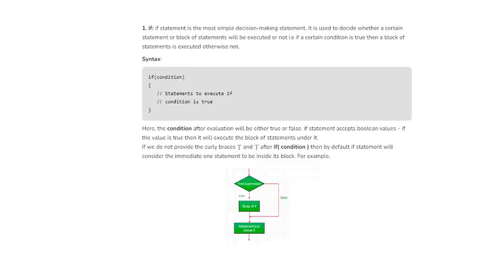Here the condition, after evaluation, will be either true or false. The if statement accepts a boolean value; if it is true, then the block of statements under it will be executed. If we do not provide the curly braces after the if condition, then by default the if statement will consider only the immediate one statement as inside the block.